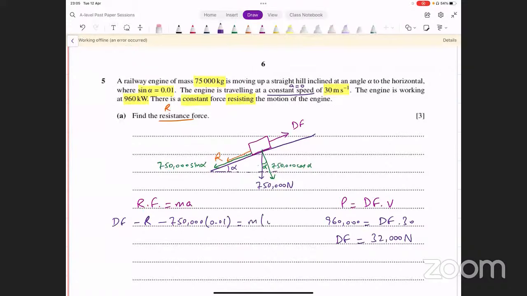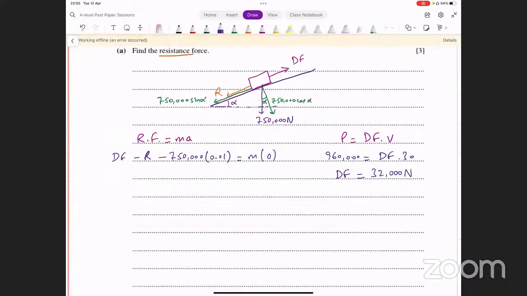And then we just solve this equation to find the value of resistance. Driving force आपकी 32,000 है. 32,000 minus R minus 7,500 equals 0. You find the value of R from this, and you're telling me this turns out to be 24,500. ठीक है? ये हमारे पास resistance आ गई. Okay? Any problems with this? Good. Okay. So we found the resistance force in this part.